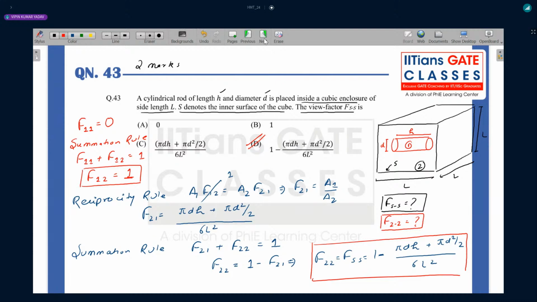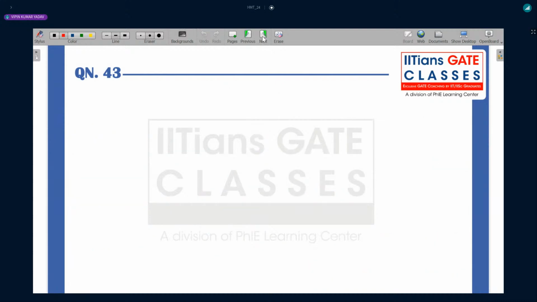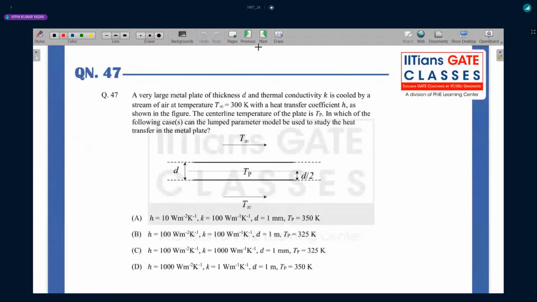Okay, now let us move on to the fourth and last question that came from heat and mass transfer. Again, a 2-mark question. There were 2 questions of 1 mark each and 2 questions of 2 marks each, so 6 marks total came from heat and mass transfer. Now, what is it saying? A very large metal plate of thickness D. This is the metallic plate, it's like this.